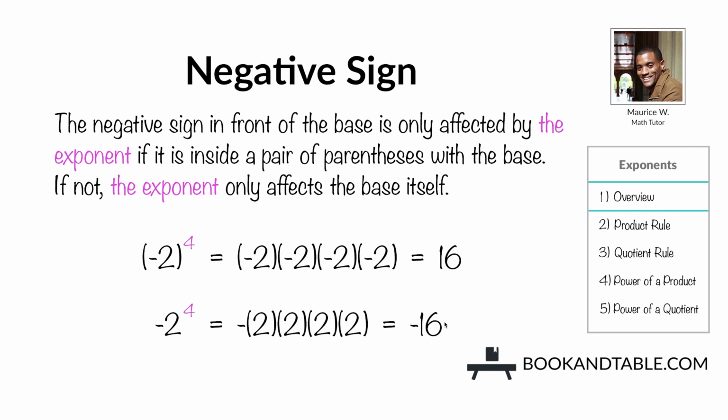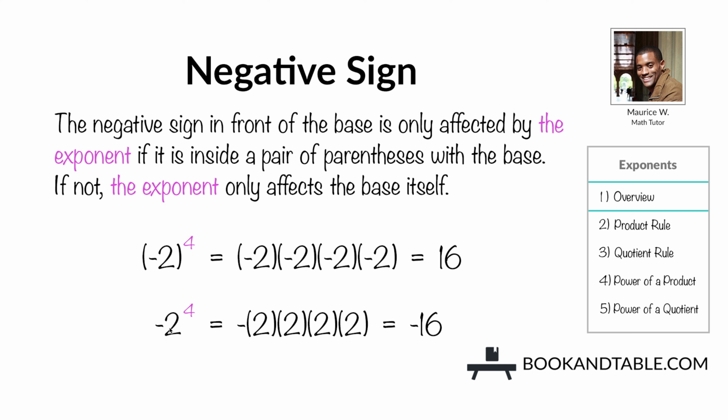Let's now take a look at another example involving the negative sign. The negative sign in front of the base is only affected by the exponent if it is inside a pair of parentheses with the base. If not, the exponent only affects the base itself. So in this example here, we have negative 2 to a power of 4. The negative is a part of the term 2, so the 4 applies to this entire thing. So you multiply this entire thing times itself 4 times. So we get negative 2 times negative 2, that's twice, times negative 2, 3 times, negative 2, that's 4. And that would equal positive 16.